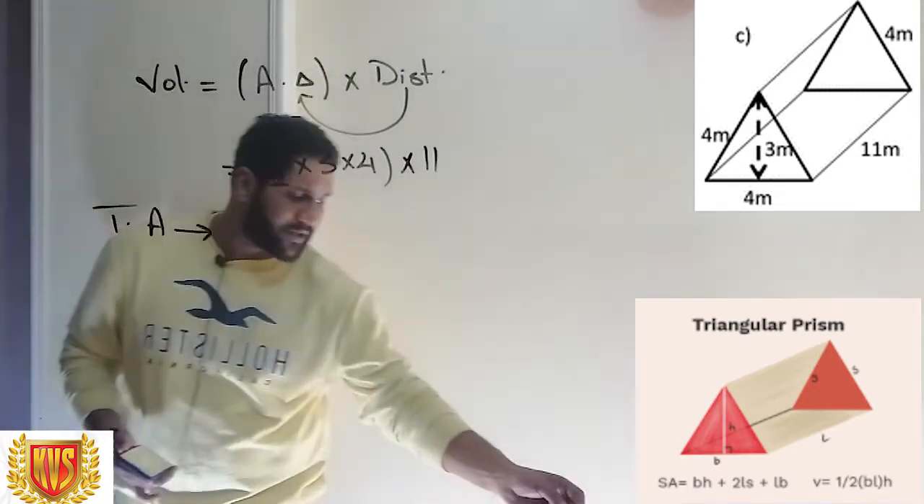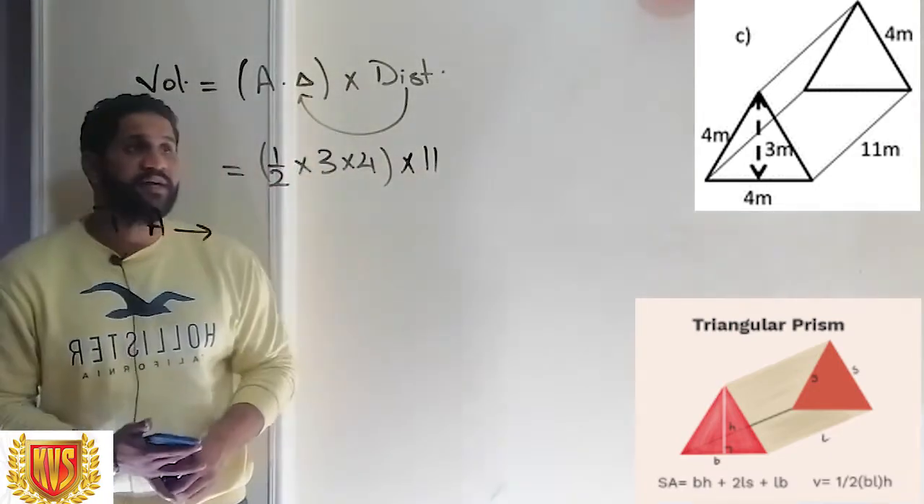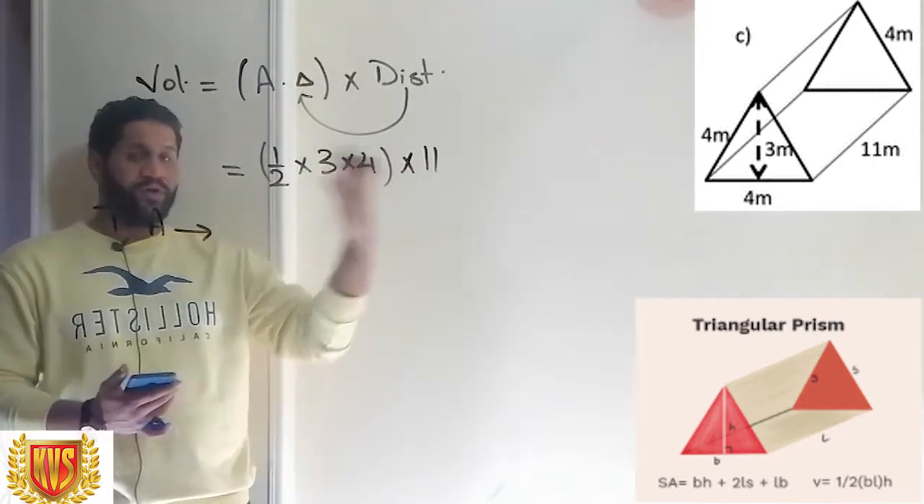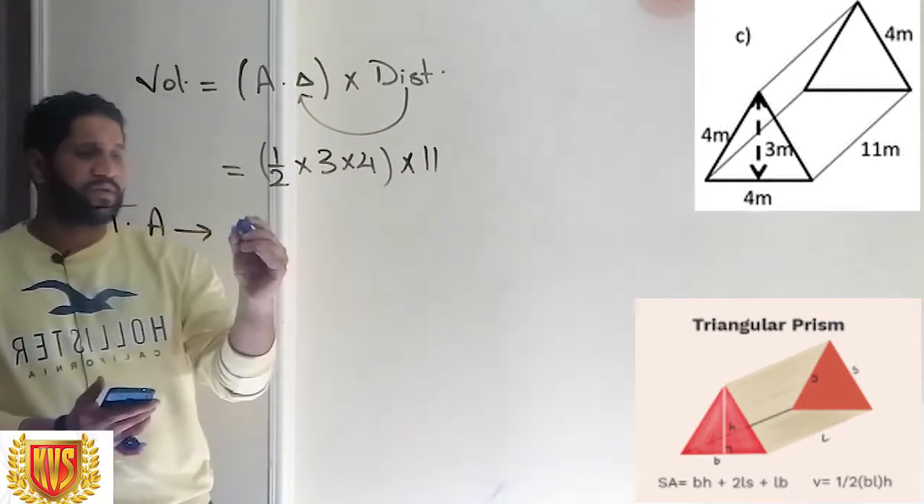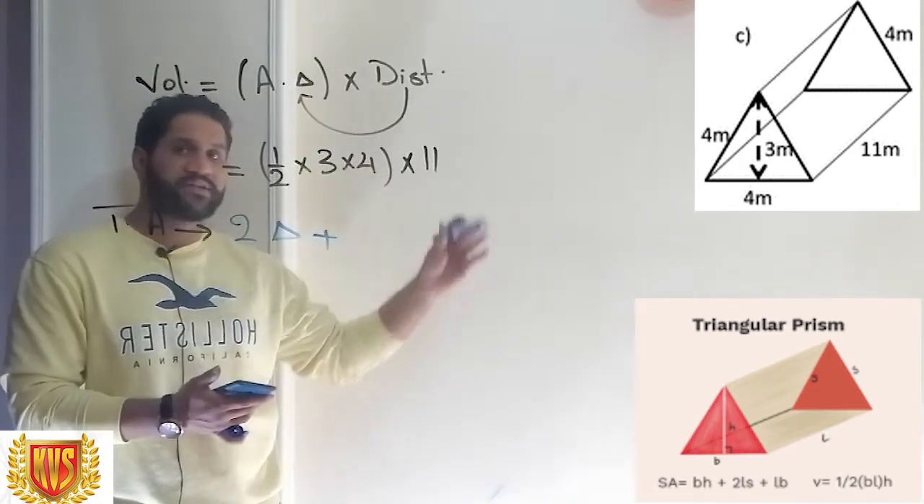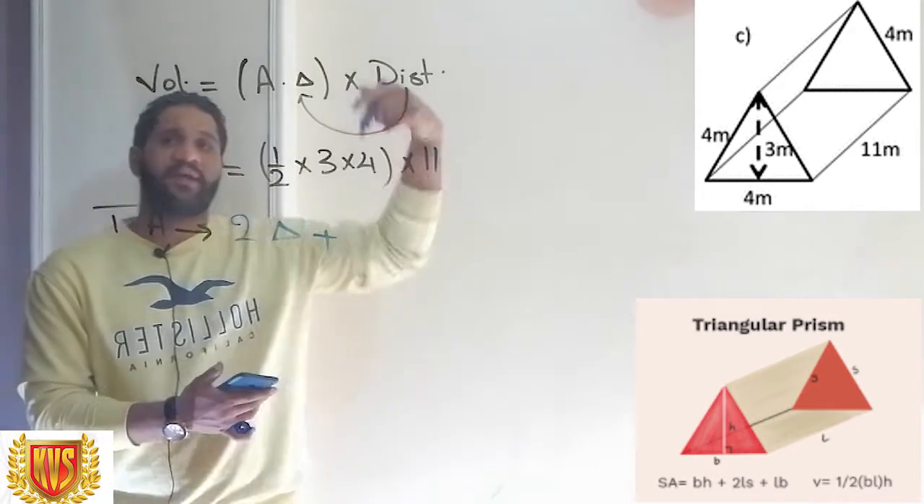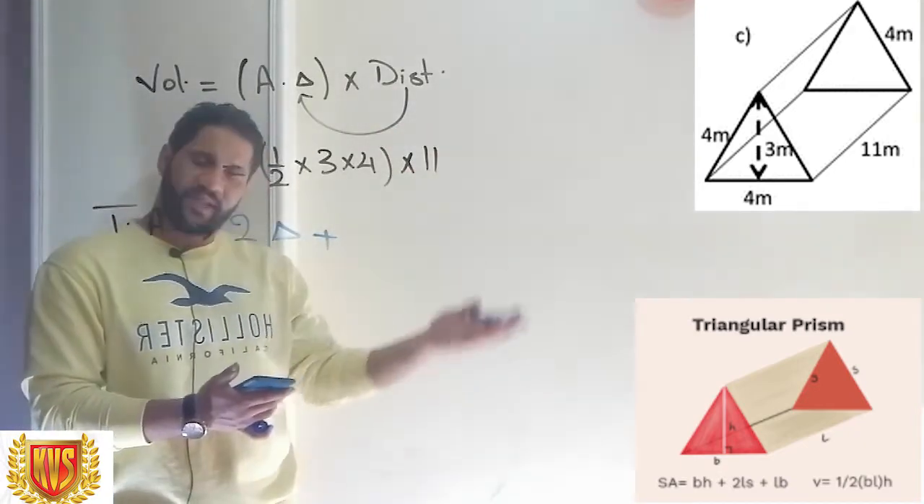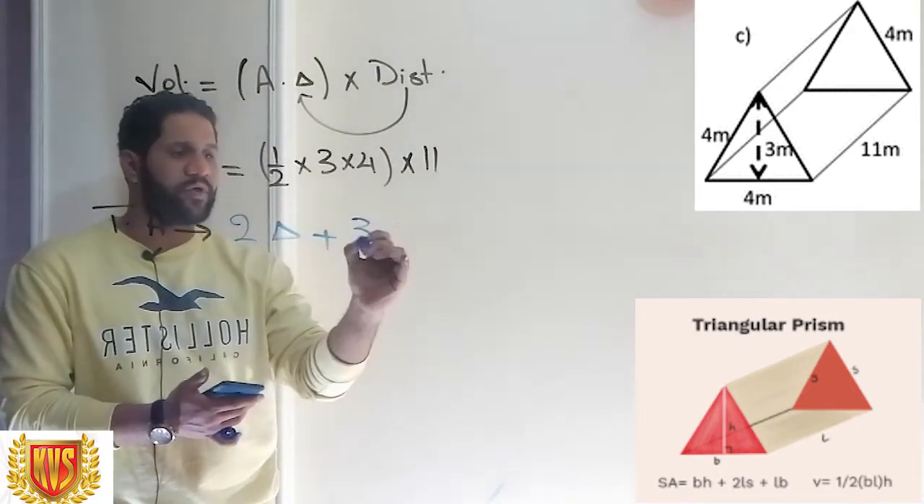How can I find something like this? As you can see, you have two triangles, okay? And you have three rectangles. A rectangle on this side, and the rectangle opposite to it, and the rectangle from down, okay?